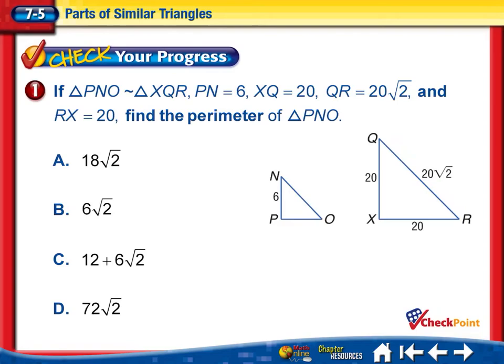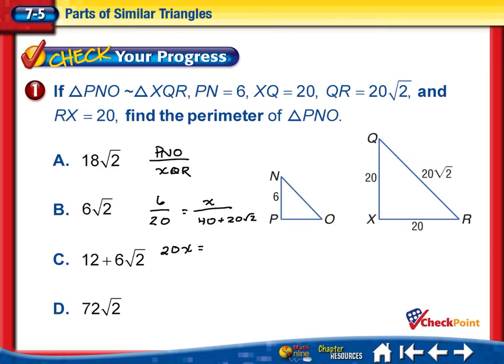All right, so for this one, again, they told us that the two triangles are similar. We have to find the perimeter of PNR. So I'm going to put PNR in the numerator and XQR in the denominator. We know the left side of both, so that's 6 over 20 is equal to, I don't know the perimeter of triangle PNR, so I'll call that X even though there's an X in the problem, divided by the perimeter of this other one, 20 plus 20 is 40, so that's 40 plus 20 root 2.